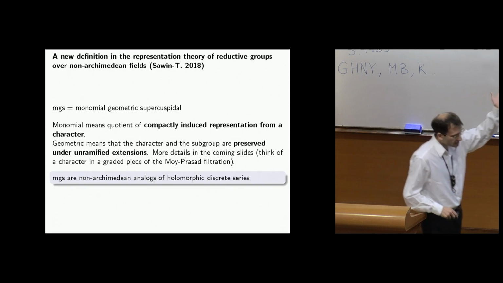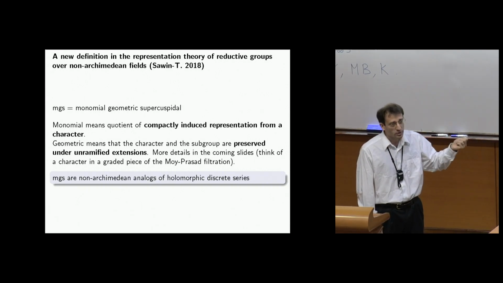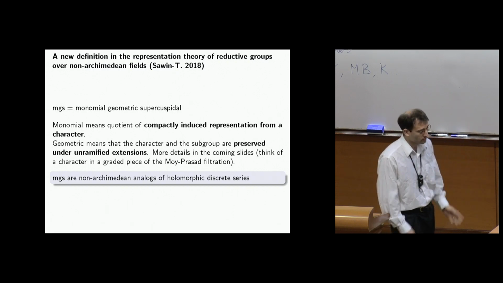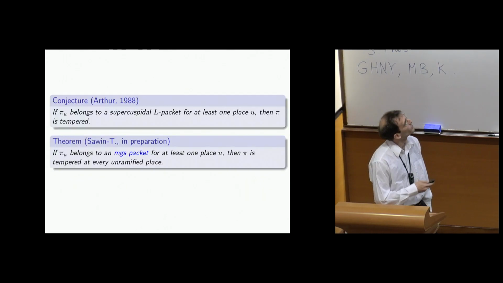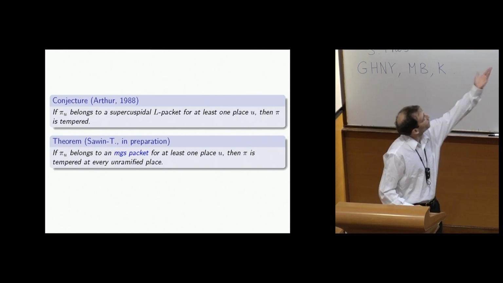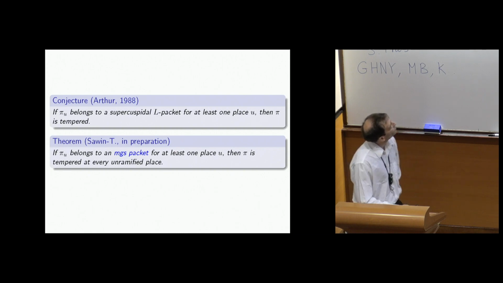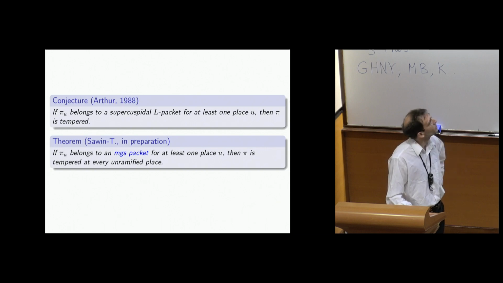In a nutshell, this MGS, I like to think about it as an analog of discrete series, but more precisely of holomorphic discrete series for real groups. So that's the two-slide summary of the talk. The progress we want to announce is that if I strengthen the assumption so that it's in an MGS packet, instead of a supercuspidal L-packet, then it should be tempered.